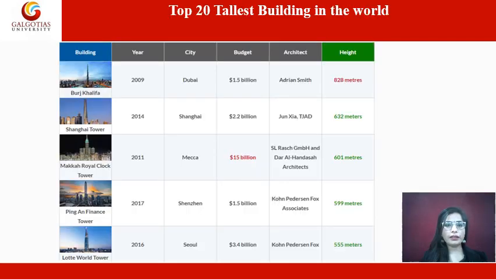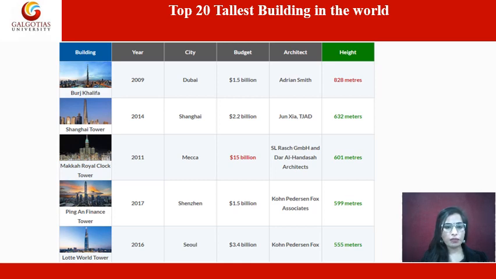So here are given the top 20 tallest buildings in the world. So you can see here the sequence of the tallest buildings. First one is Burj Khalifa, which is in Dubai. Here you can see the budget of all the buildings, and the architects and heights. So second one is the Shanghai Tower, which is completed in 2014, situated in Shanghai, and the height is 632 meters. And third one is the Mecca Royal Clock Tower, completed in 2011, which is 601 meters in height.